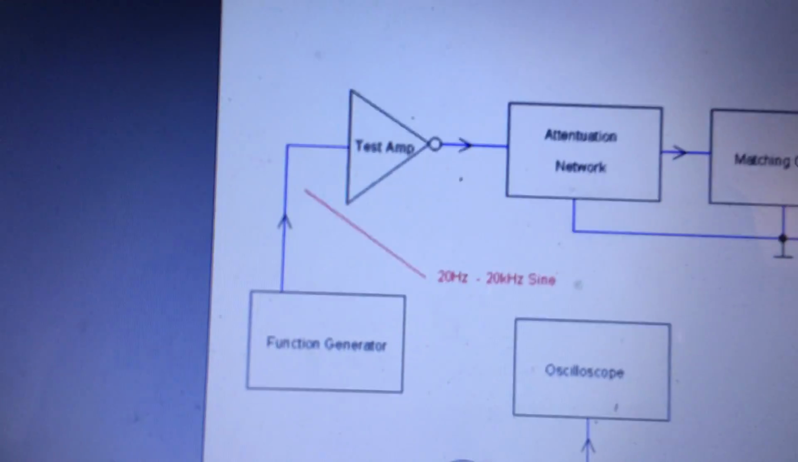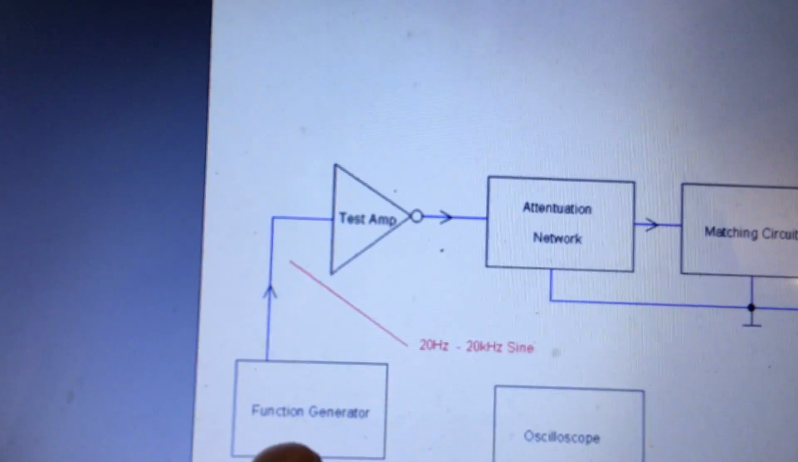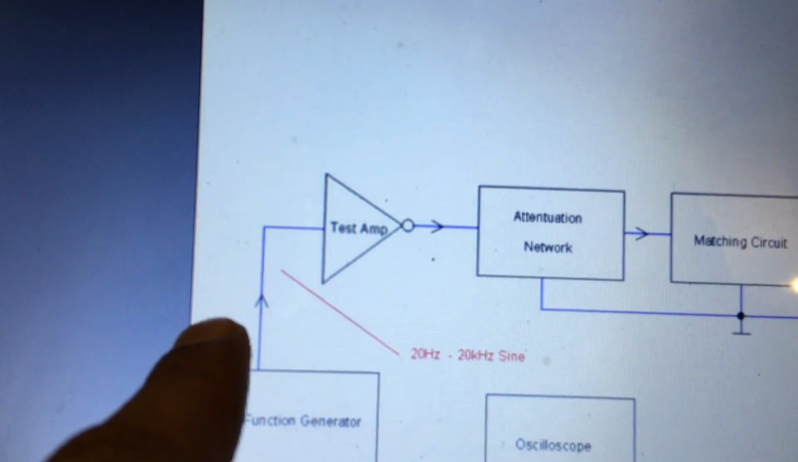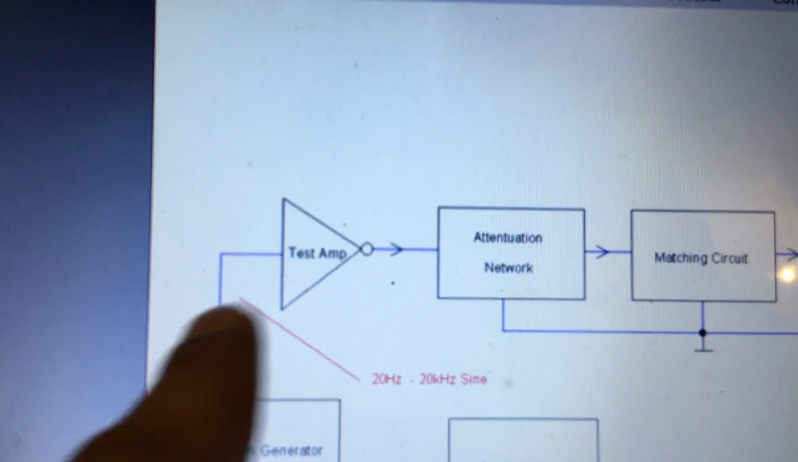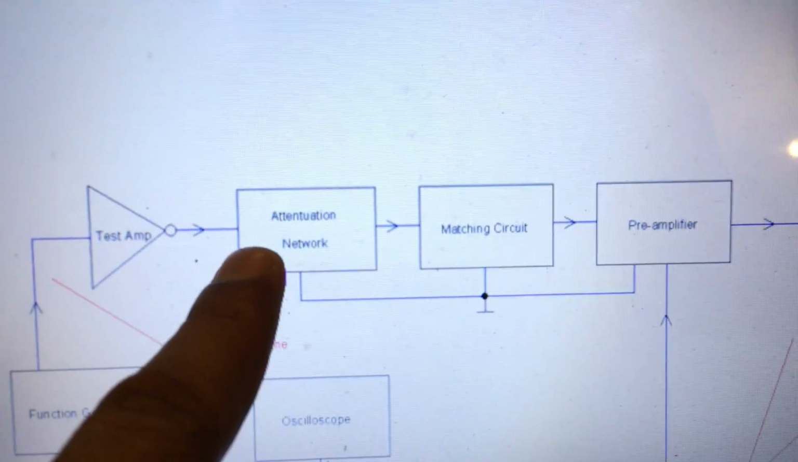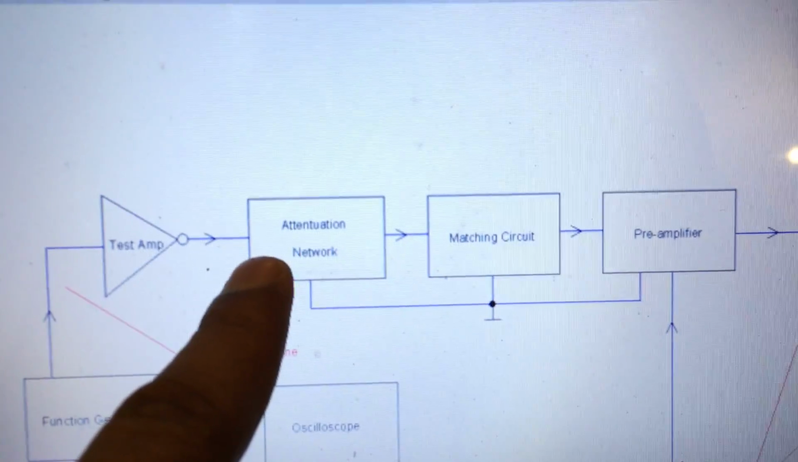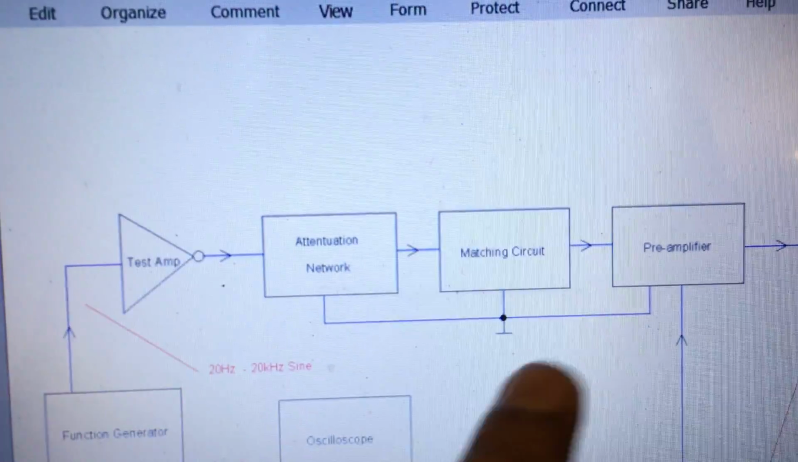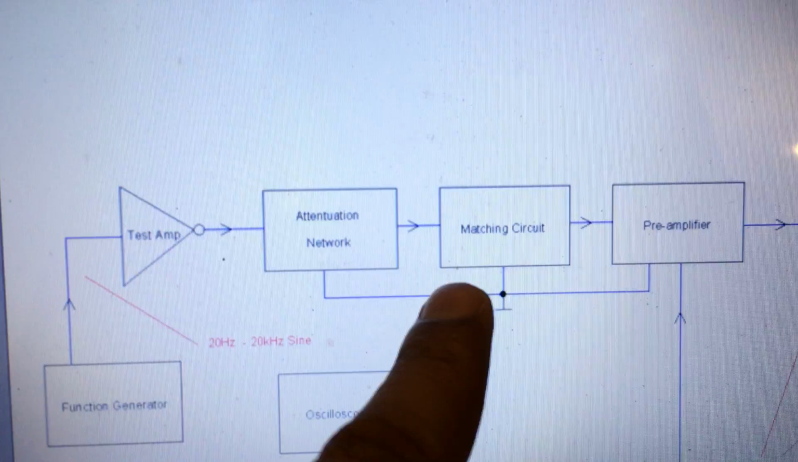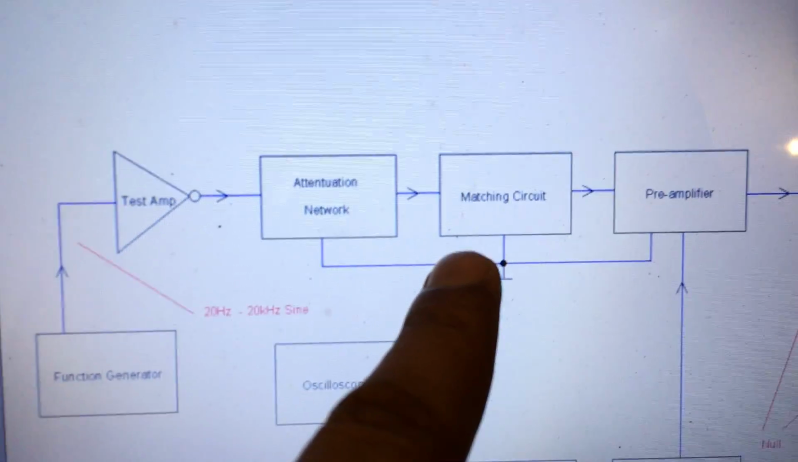Now what does this have? Over here it is a function generator. The function generator is capable of generating a 20 Hz to 20 kHz sine wave, for example, which is the audio range. There is a test amplifier present over here. Now there is an attenuator over here, an attenuation network, which will reduce the amplitude such that it is acceptable to the next circuit. There is an impedance matching circuit. We know the importance of impedance matching, otherwise loading will occur.